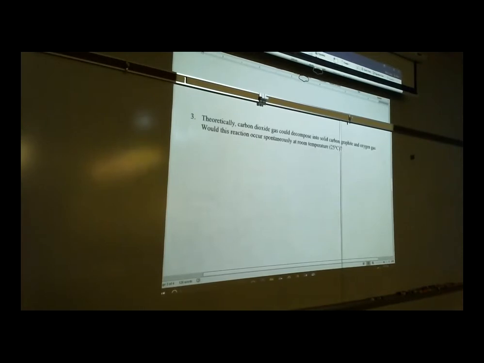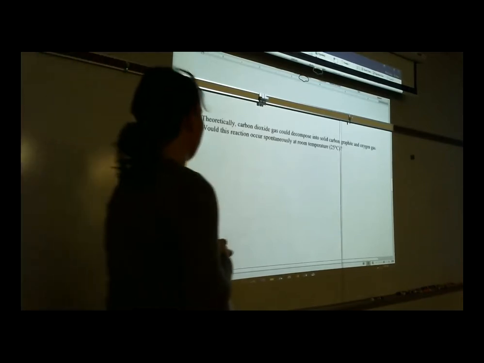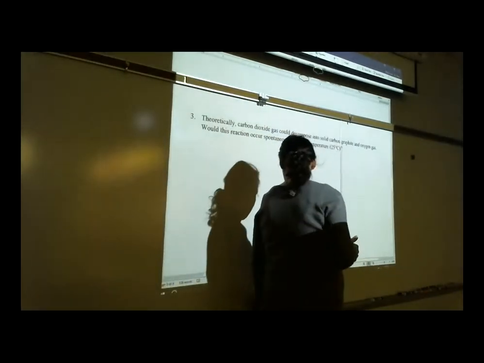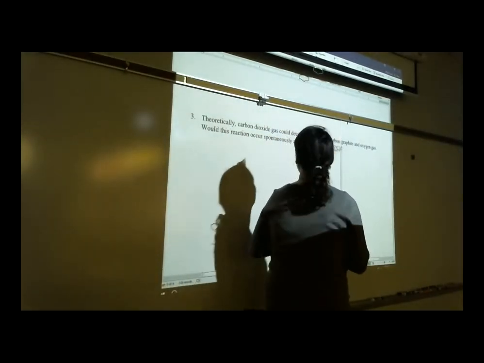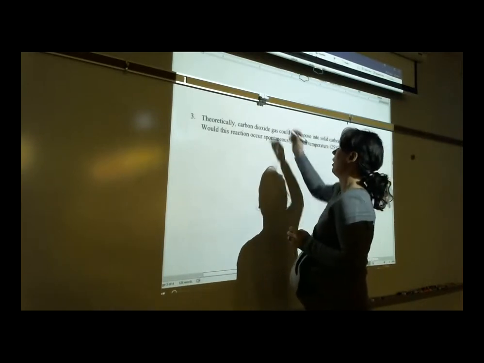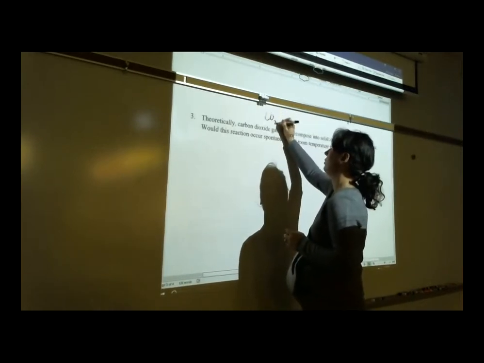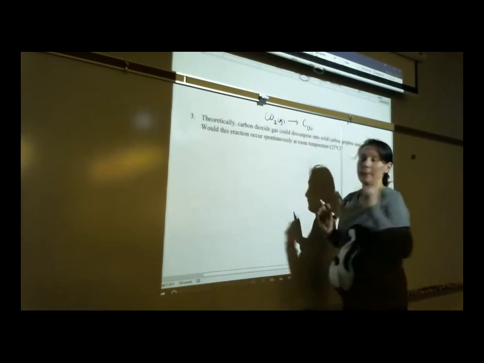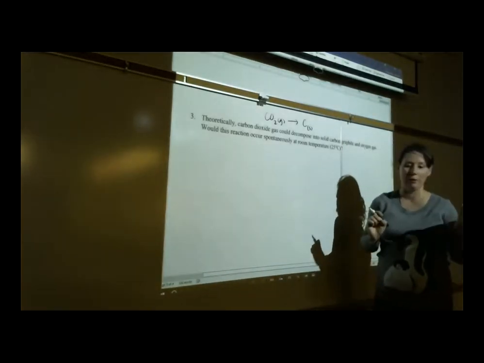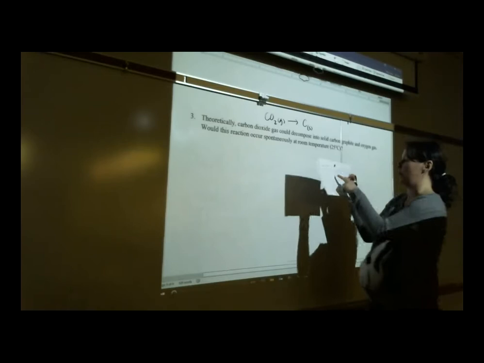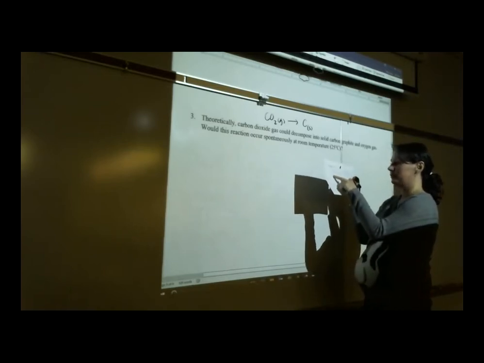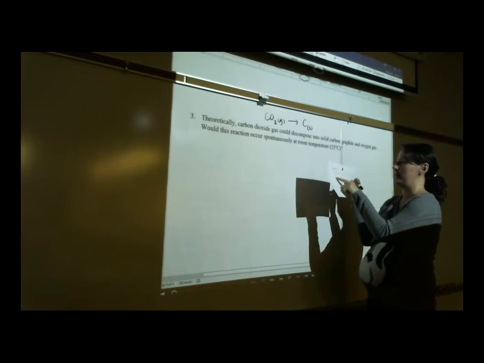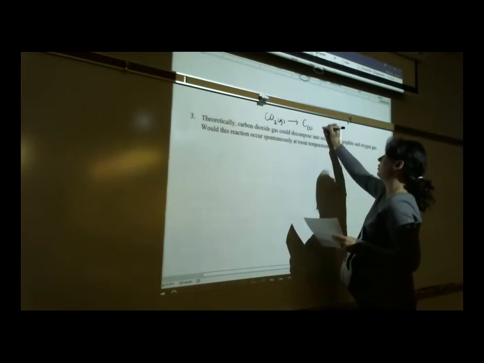Theoretically, carbon dioxide gas could decompose into solid carbon graphite. Where do you find graphite? That's what's in your pencil, right? And oxygen gas. Would this reaction occur spontaneously at room temperature, which we're calling 25 degrees Celsius? All right, so carbon dioxide gas, CO2, breaking down into C solid, and we do need to specify that's graphite, right? Because our reference page has different data for graphite versus diamond. So make sure we're looking at the graphite data, plus O2.